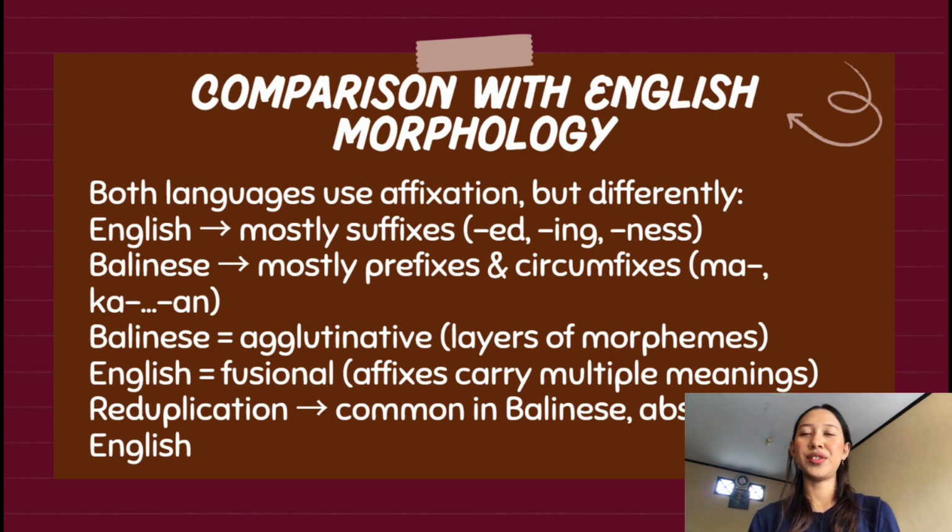Both languages use affixation, but differently. English mostly uses suffixes like ed, ing, and s, while Balinese uses more prefixes like a, ma, or an, and circumfixes such as ka and an. Balinese is considered agglutinative, meaning it adds morphemes in layers, while English is fusional, where a single affix can express multiple meanings.